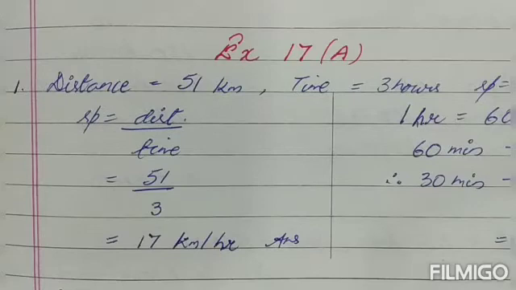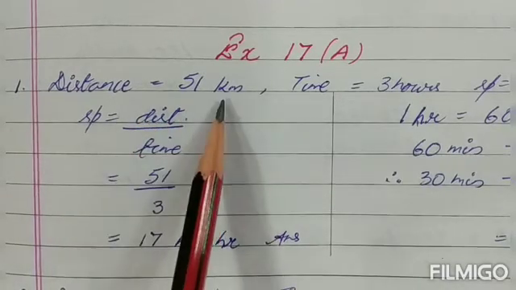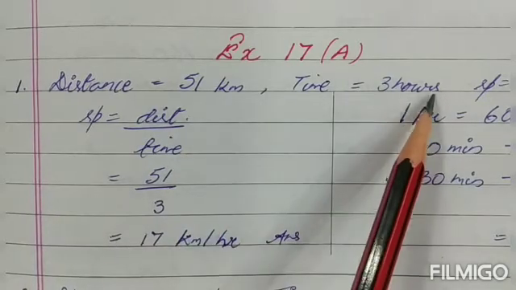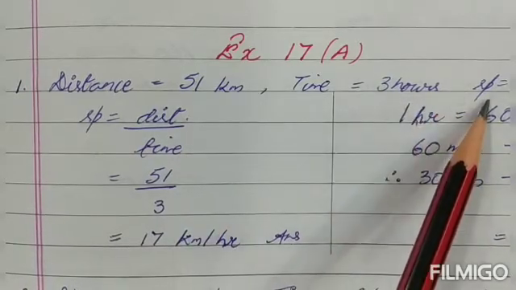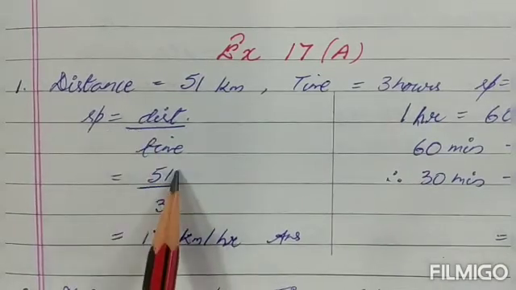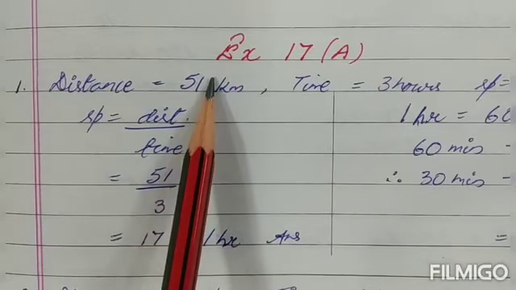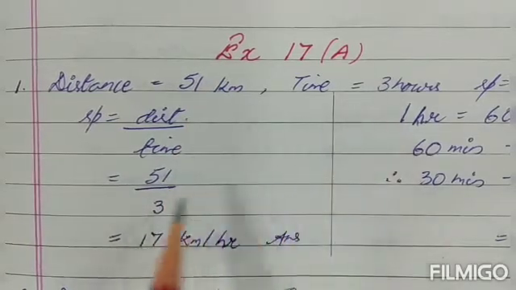Let's start with the first question, children. A train covers 51 kilometers in 3 hours. Calculate its speed and how far does the train go in 30 minutes. So let's start. Distance is given as 51 kilometers, time is given as 3 hours and speed is what is asked. So put the formula, speed is equal to distance upon time. Now place the values that are given. Distance is 51 and time is 3 hours.